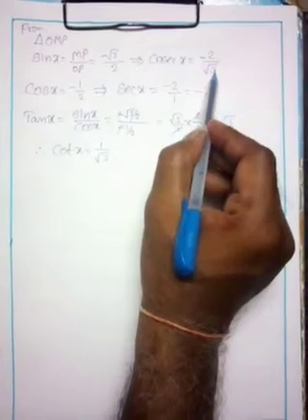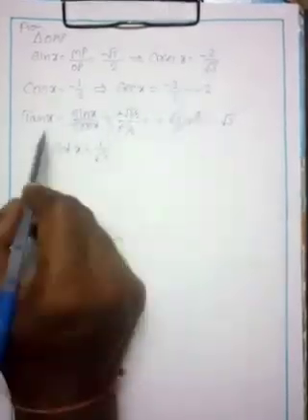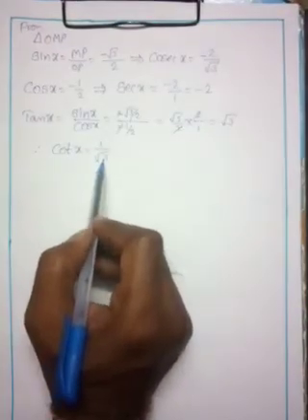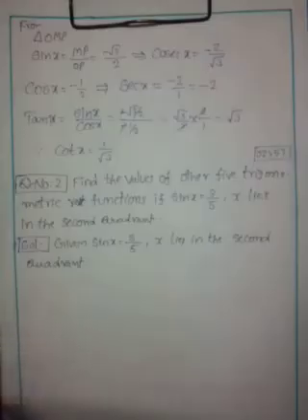Therefore what is cot x? Its reciprocal, that means 1 by root 3. So we got sin x value, its reciprocal cosecant x value, cos x value, its reciprocal secant x value, tan x value, and its reciprocal cot x value. So we found all the 6 trigonometric ratios from the given data. Understood, my dear children?